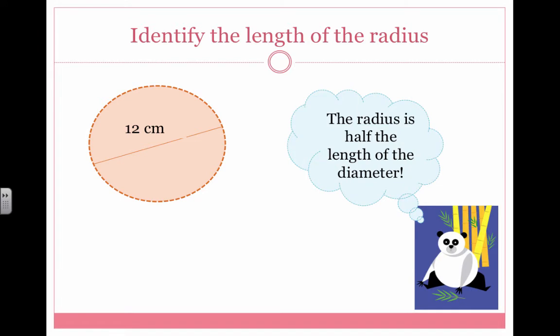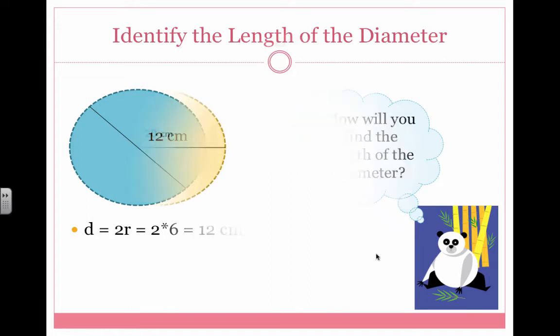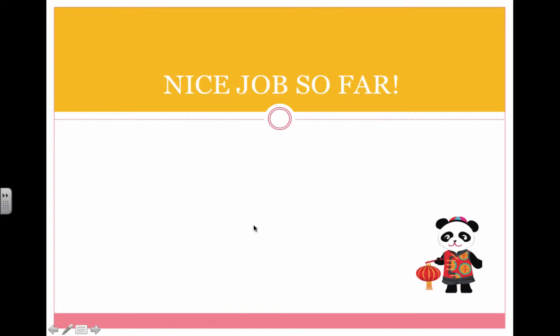Identify the length of the radius. Well, this is a diameter which is 12, and remember the radius is half of the diameter, so that means it's 6. Identify the length of the diameter. So this is 12 going all the way from one side to the other side through the center, so that means it's 12. Identify the length of the radius. Well, we've got 20 here. Half of 20 would be 10. Okay, nice job so far.